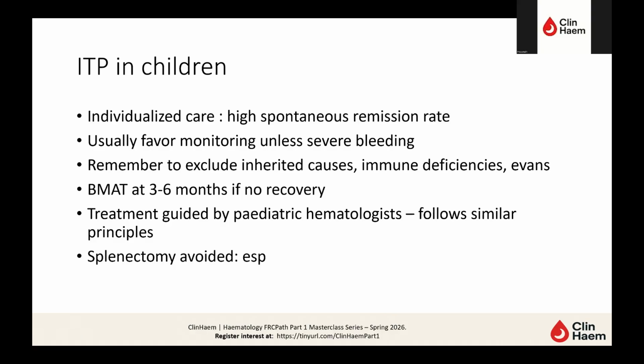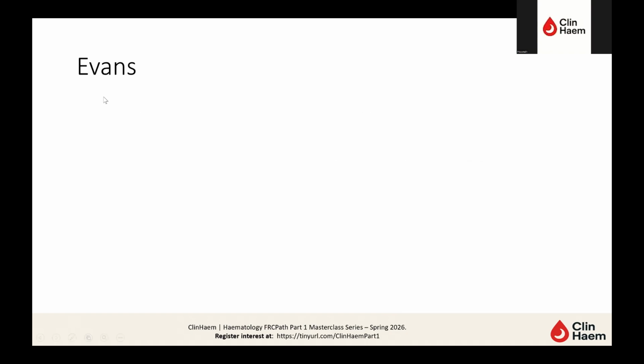Splenectomy is avoided in children, especially if they are young, under 15, under 5 years of age, and if the disease is within 1 year, same because as I said, it might just resolve and you can spare them from long-term consequences of splenectomy. Lastly, Evans is everything combined that I have talked about today.